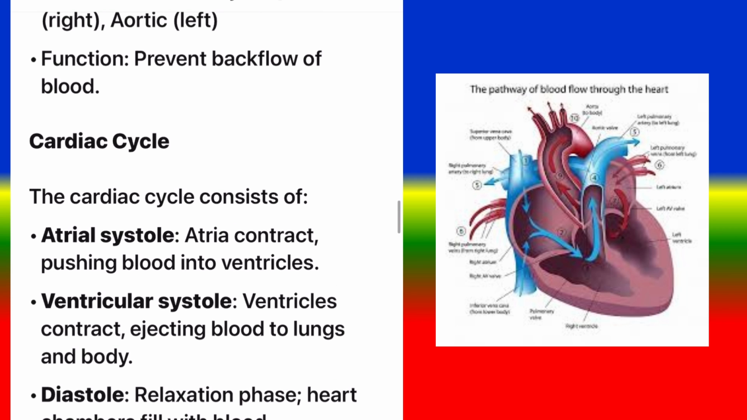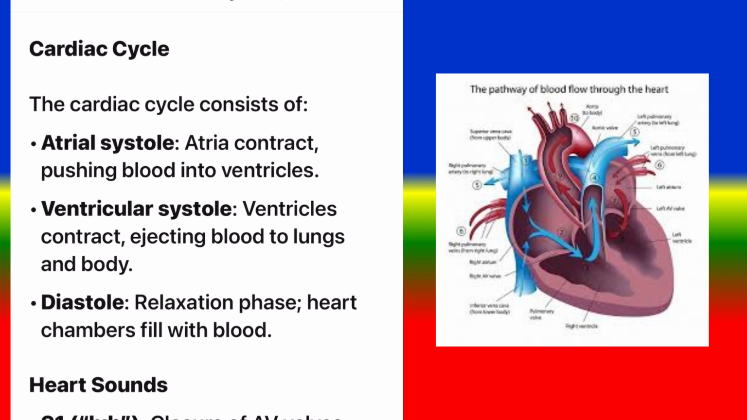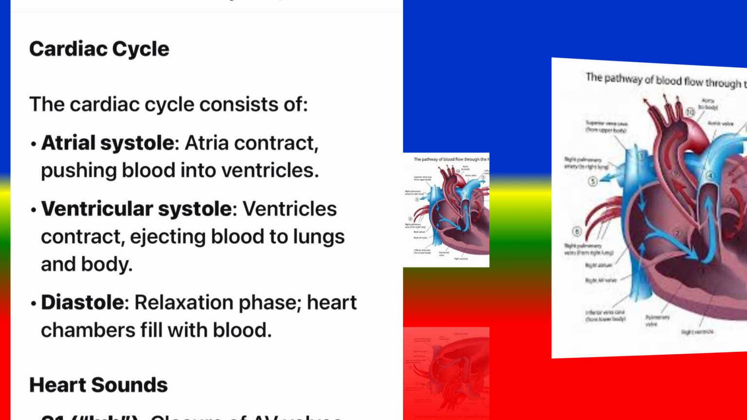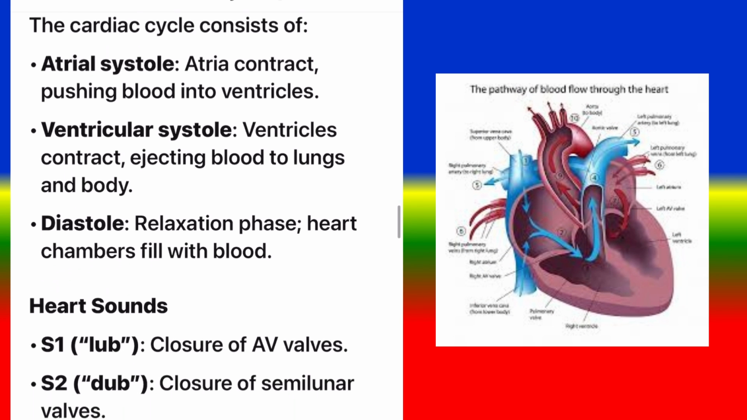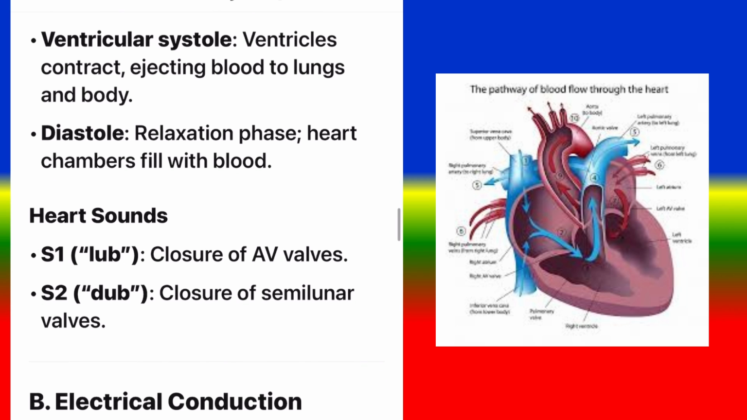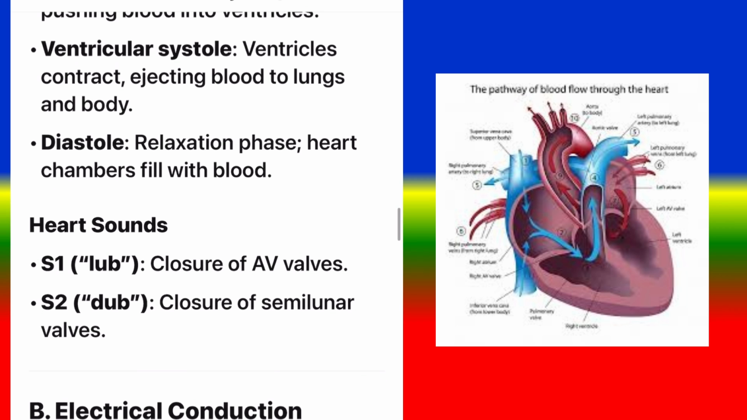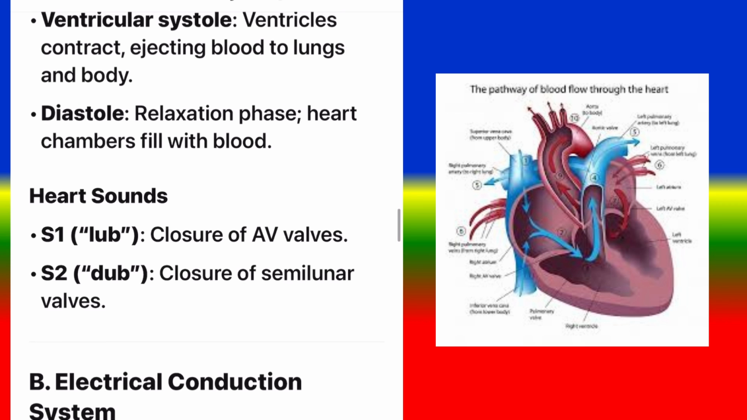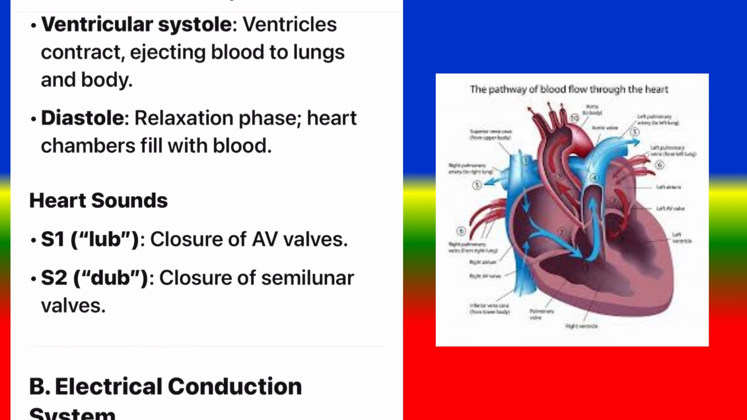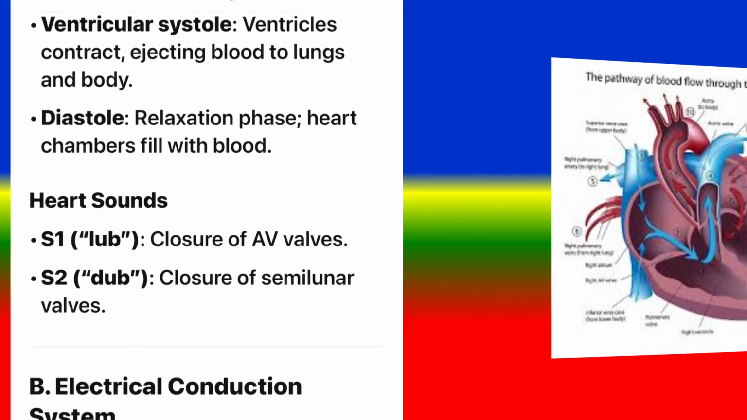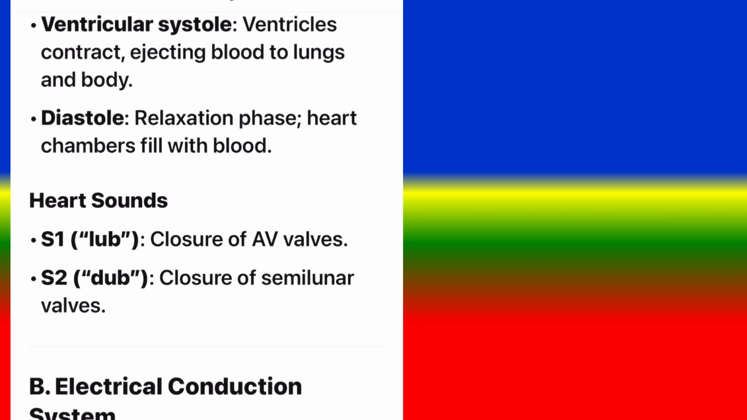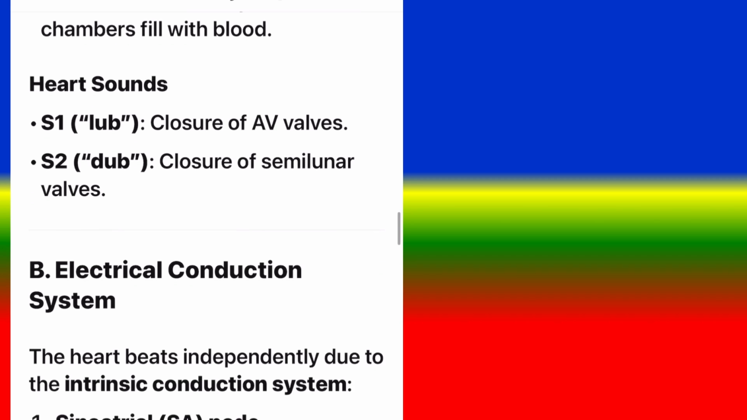Cardiac cycle. The cardiac cycle consists of atrial systole, where the atria contract, pushing blood into the ventricles. Ventricular systole, where the ventricles contract, ejecting blood to the lungs and body. Diastole, the relaxation phase, when the heart chambers fill with blood. Heart sounds: S1 "lub", closure of the AV valves. S2 "dub", closure of the semilunar valves.